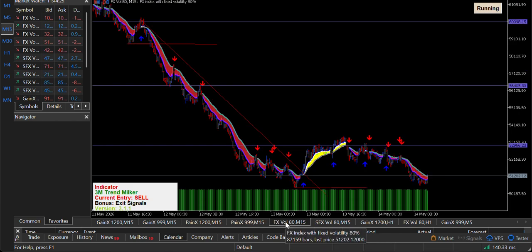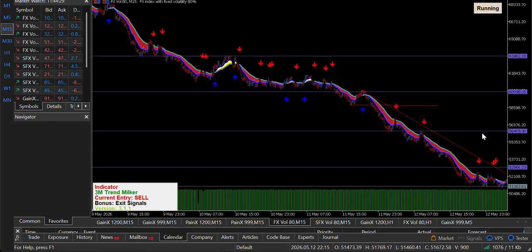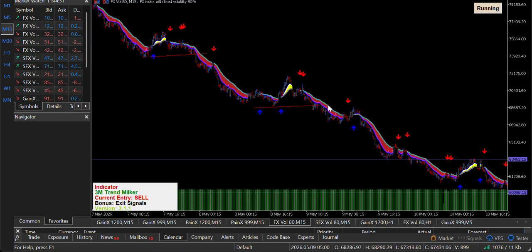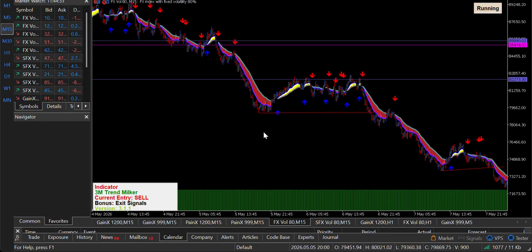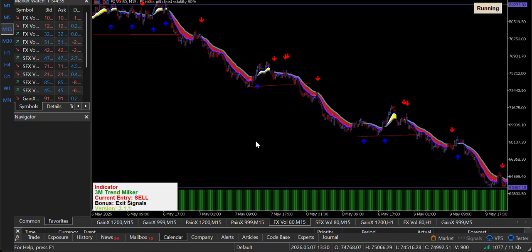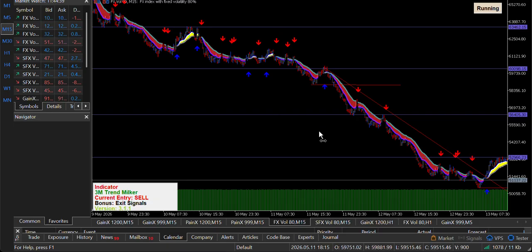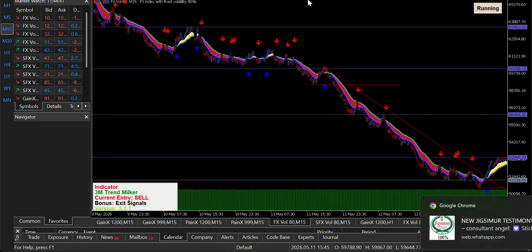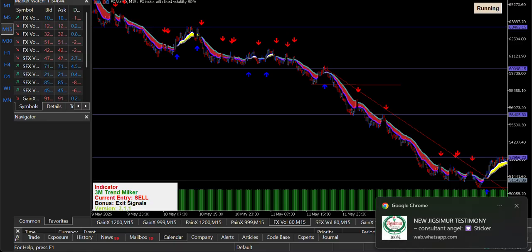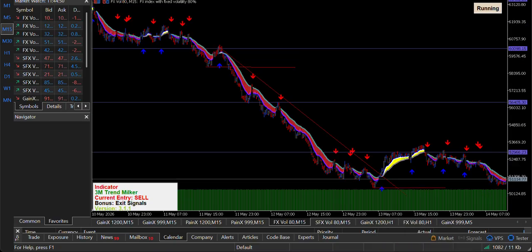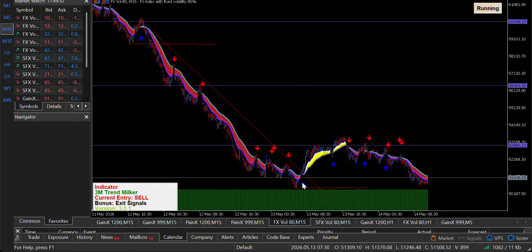Now let's check out the last asset, which is going to be FX Volume 80. FX Volume 80 has been on a downtrend for a very long time, just where we have seen it. We actually milked it right from the beginning, but at the time we just allowed it to run for free. We have been milking and milking and milking, hoping that it will go back fully into an uptrend, but we have not been able to achieve that.